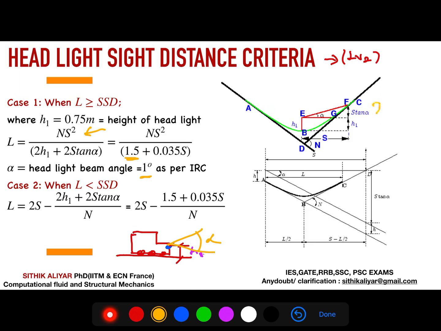You can see this figure, and from this figure you can pause the video and try to understand that figure. I have zoomed it here. You can see same S tan alpha plus h.